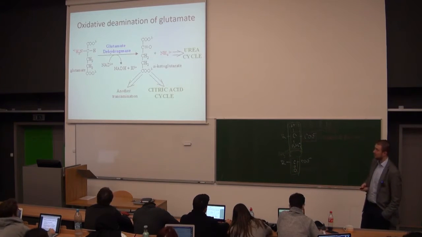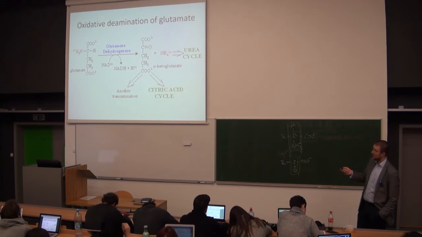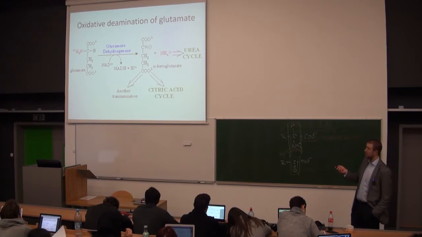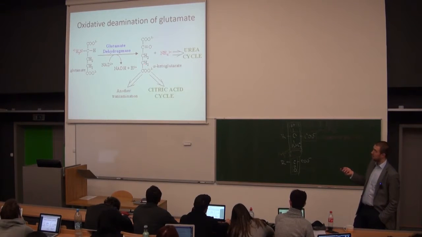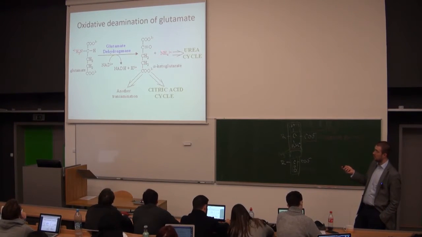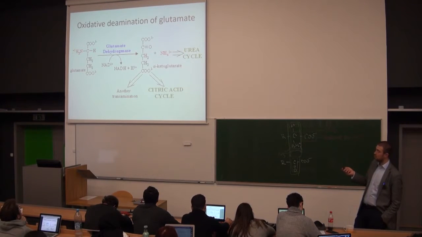So if we look at the reaction, we have glutamate plus glutamate dehydrogenase, and you oxidize it, plus you deaminate it. That means that you release the free ammonia. From glutamate, you produce alpha-ketoglutarate.